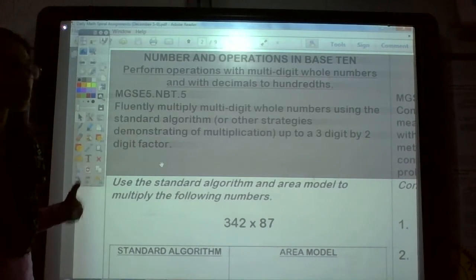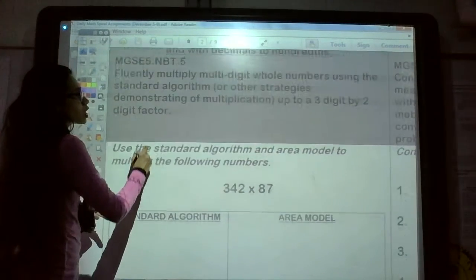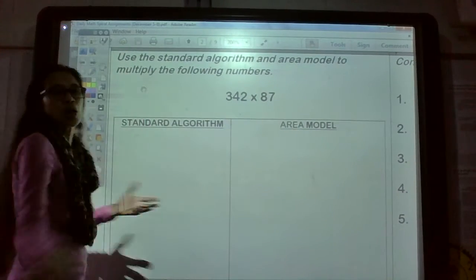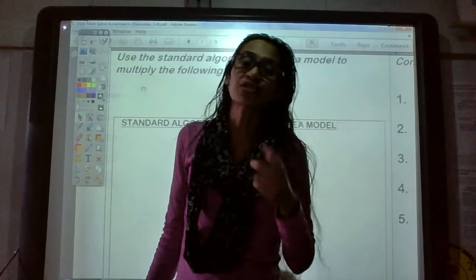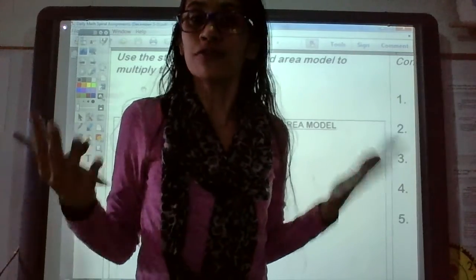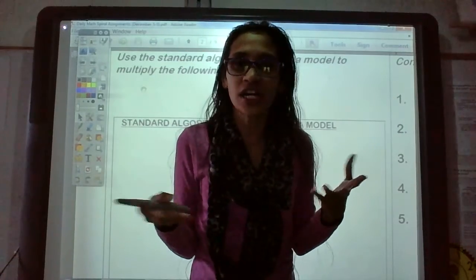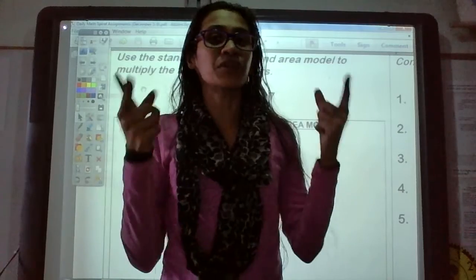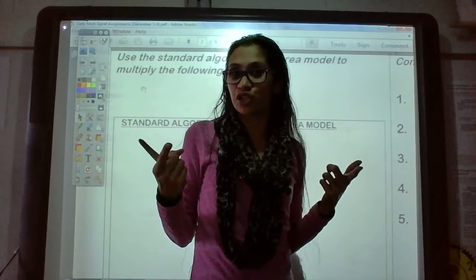All right, so in this problem, we are going to do what? We are going to multiply. Raise your hand if you know how to multiply. That's right, all of you out there, I know how to multiply. Now we need to get fluent. That means really, really good and really, really fast, doing it really well. And remember, the more we practice, the better you get.